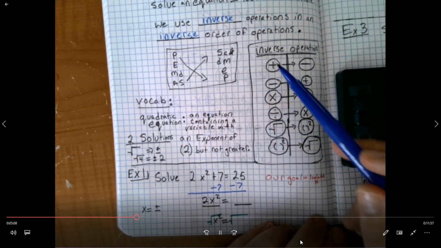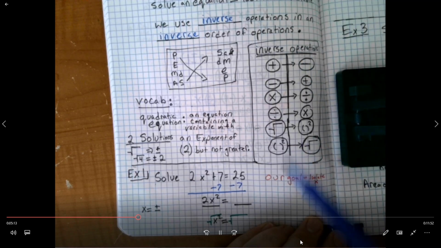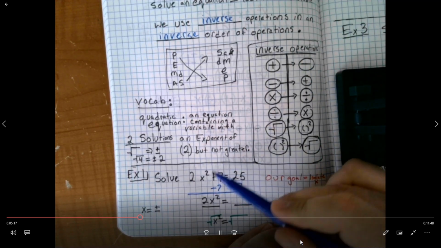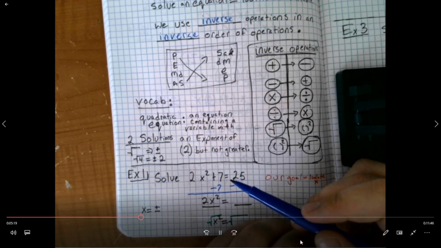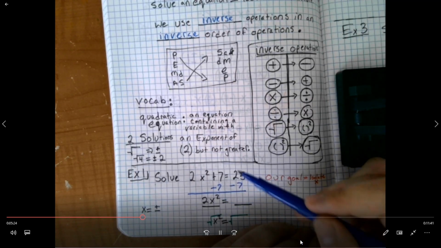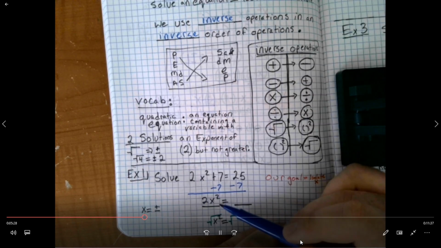We need to get everything that's on the same side as x out, and we're going to do that using an inverse operation in an inverse order of operations. So our first thing we're looking for is addition and subtraction. We're going to see that plus 7. We're going to subtract 7 from both sides. Not just from one side, not just from the other side, not from thin air, but from both sides.